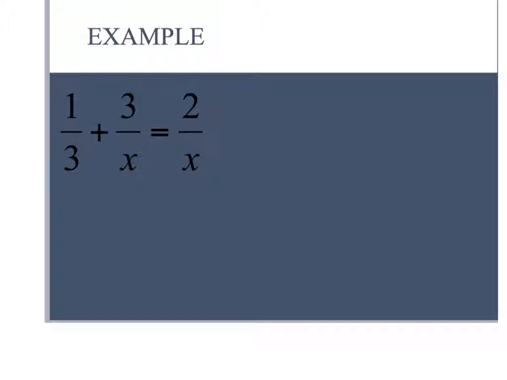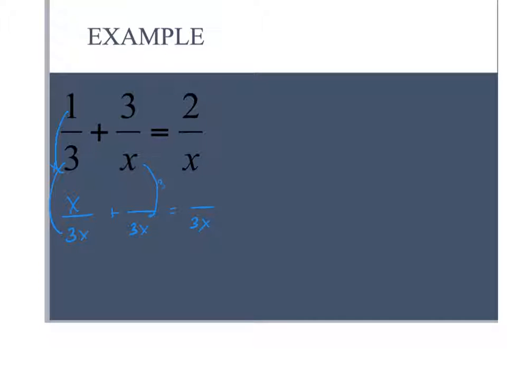Here's another problem to work through. If you feel you've got a handle on this, please take a moment, pause the video, try to do the problem, then check back in. My common denominator here will be 3x. Multiply this by 3x. So it'll be x over 3x.